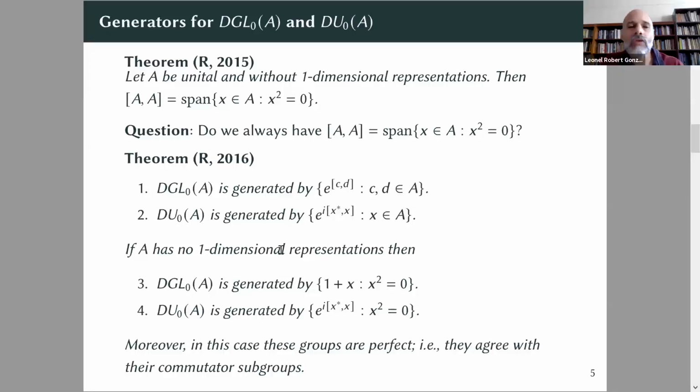Okay. Now the second part of the theorem, the one about no one-dimensional representations, uses the additive theorem, and so it could very well be that parts 3 and 4 are always true. But at the moment, it seems well.